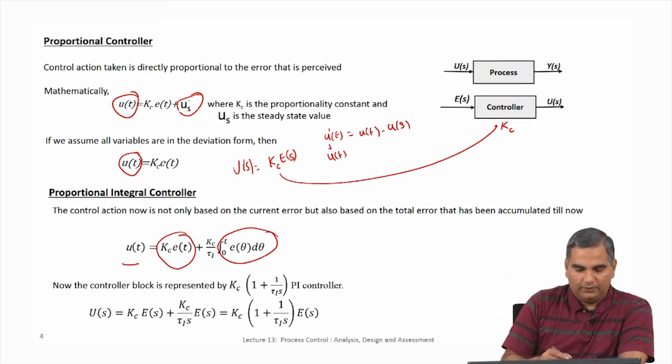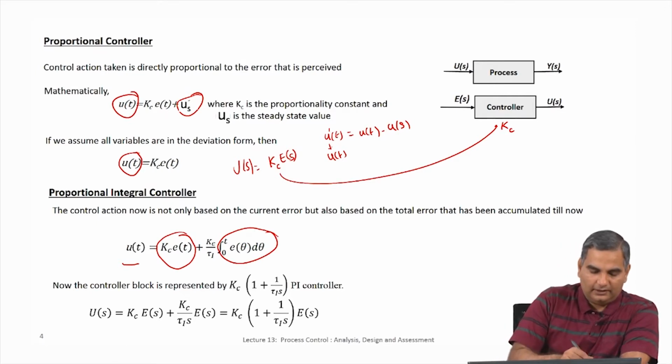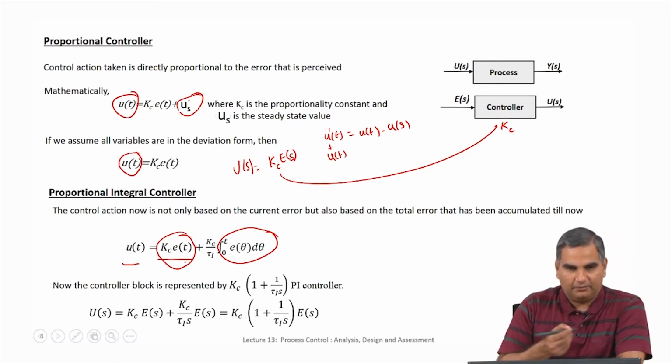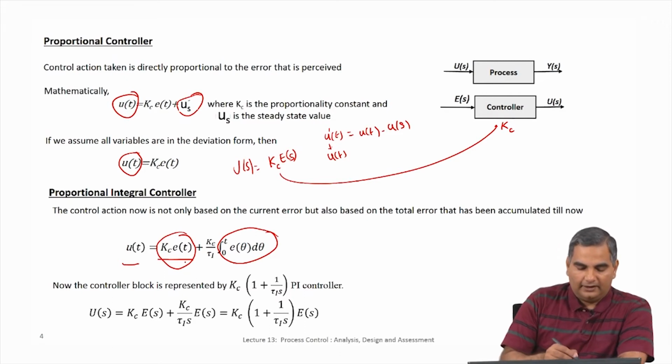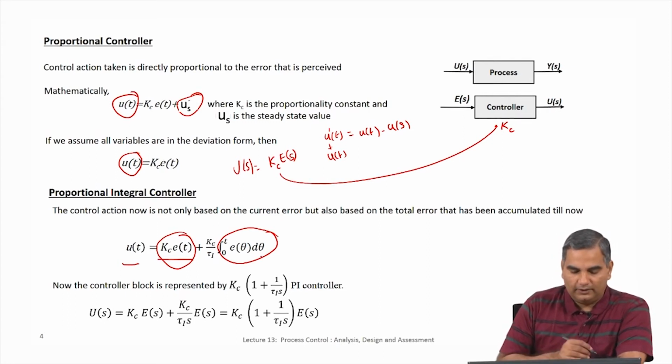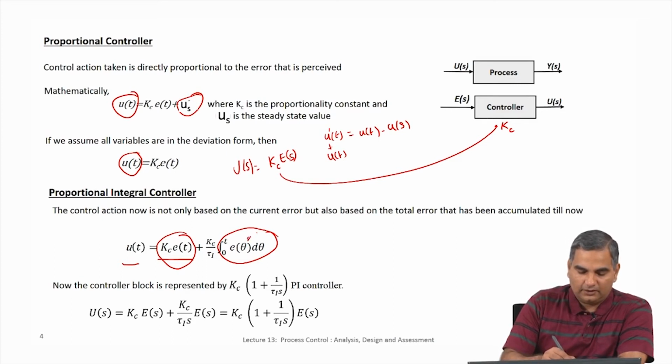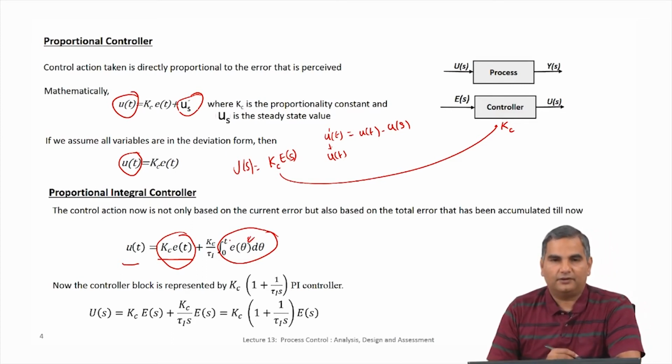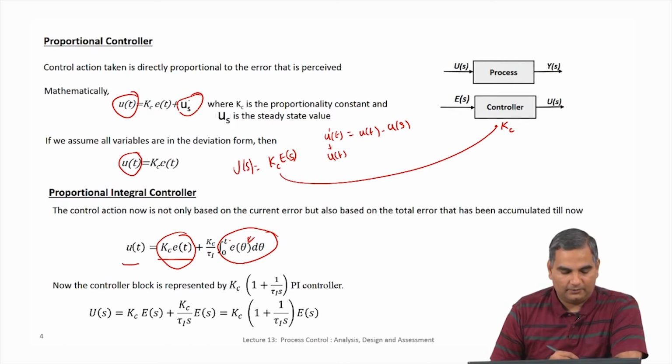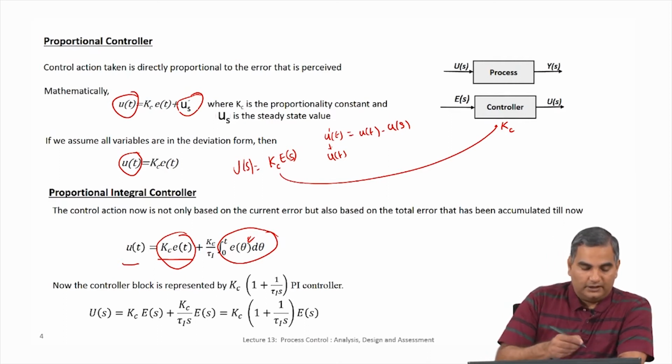A form in which this is written is Kc times E of t, which is the action based on the current error, plus Kc by tau I, to make this standard form. You could have also called it Kc1, but this is standard form. Then the integral from 0 to t of E of theta d theta, and this is a theta because I want the running variable to be different from the time variable. So, this is the proportional integral controller.